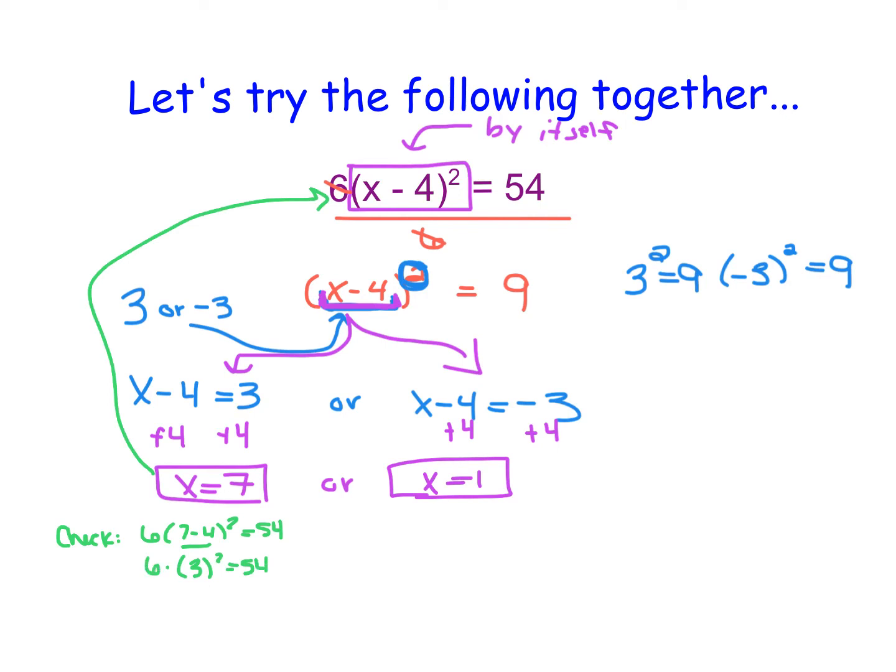Well, then we take the exponent, so that's 3 squared is 9. And that does in fact equal 54. We know 6 times 9 is 54.